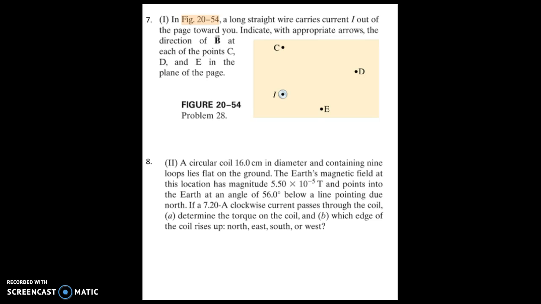To find mu, I did 7.20 amps times pi times 0.08 meters squared times 9 loops, and that gave me a mu of 1.30, which I multiplied by 5.50 times 10 to the negative fifth Tesla times the sine of 30. That gave me 4.01 times 10 to the negative fifth Newton meters for the torque, for the magnitude. And then as far as what direction it's going to pull that coil up, the current loop is lying flat on the ground and going in a clockwise direction, so I drew two circles, like a cross section of this current, looking down on it.